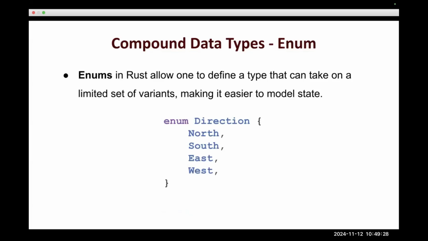So enums in Rust allow one to define a type with a combination of different scenarios of different variables, making it easy to model different states. That's what enum is mostly used for. The same for Python and C, and we have a similar structure easily.